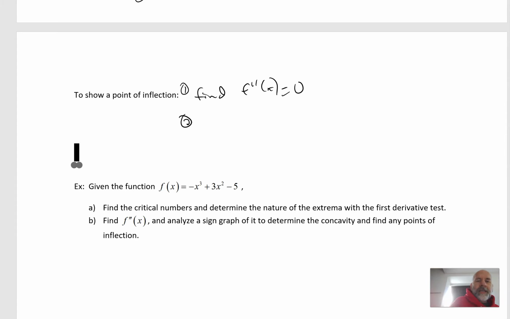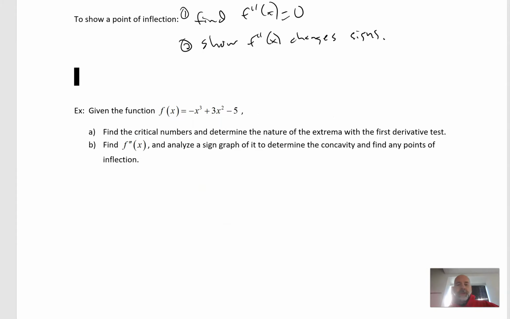And the second one is show f double prime of x changes signs. It's not enough to show that the second derivative is 0. You also have to show that it's actually changing signs. Very similar to our first derivative test earlier. Remember that? Where we had to show changing signs? Here, we'll give you an example.